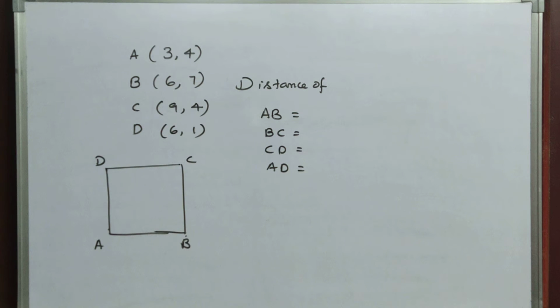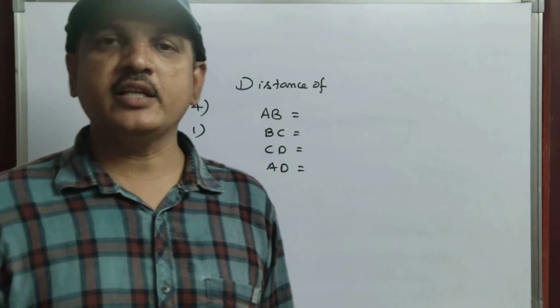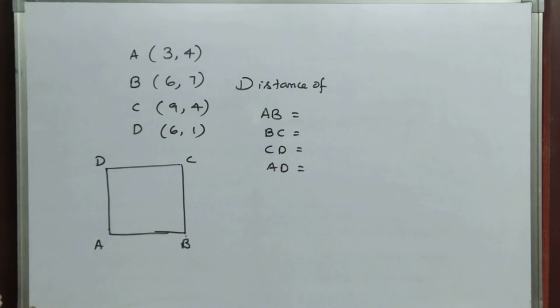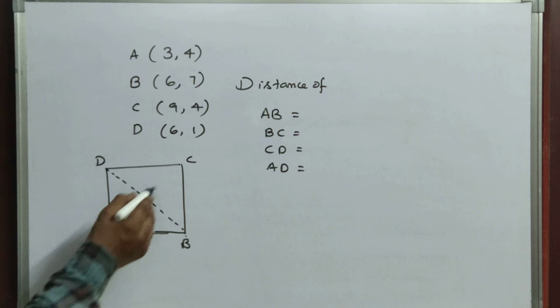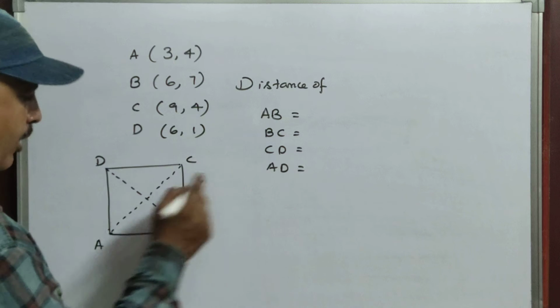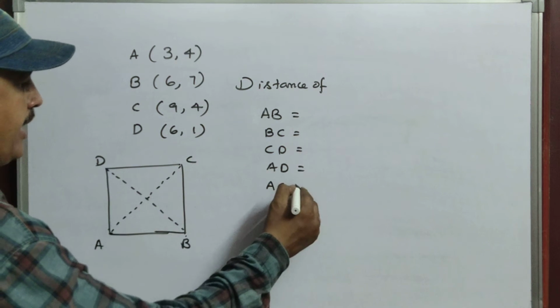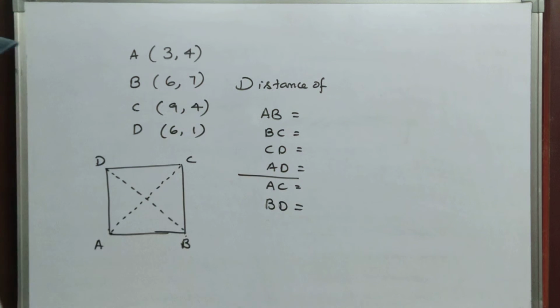Why do we have to find all these four distances? You all know that in a square all four sides are equal. But if all four sides are equal, it does not mean that it is a square. Even the diagonals must be equal. What are the diagonals here? BD and AC. That means you also have to find the distance of AC and the distance of BD. These two are diagonals, AC and BD, and AB, BC, CD are sides.